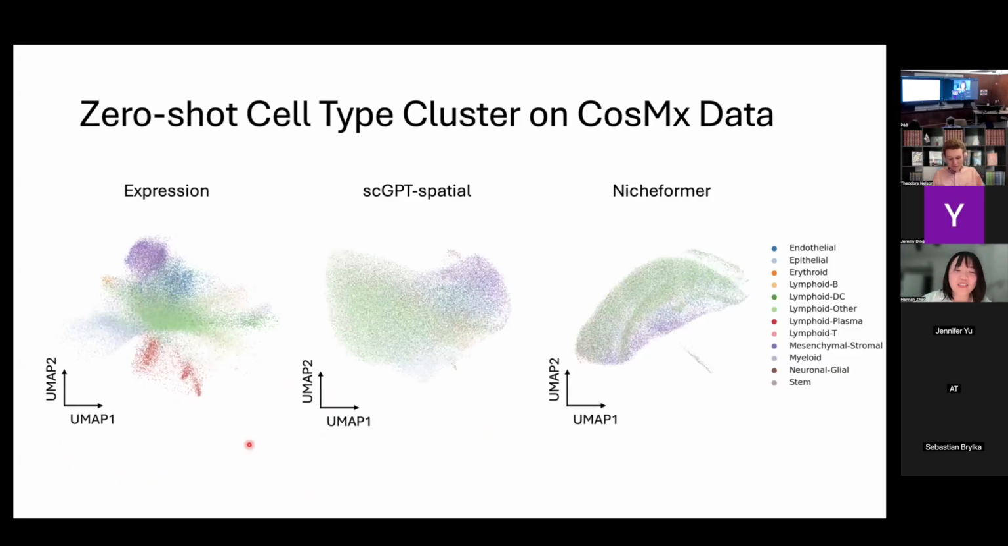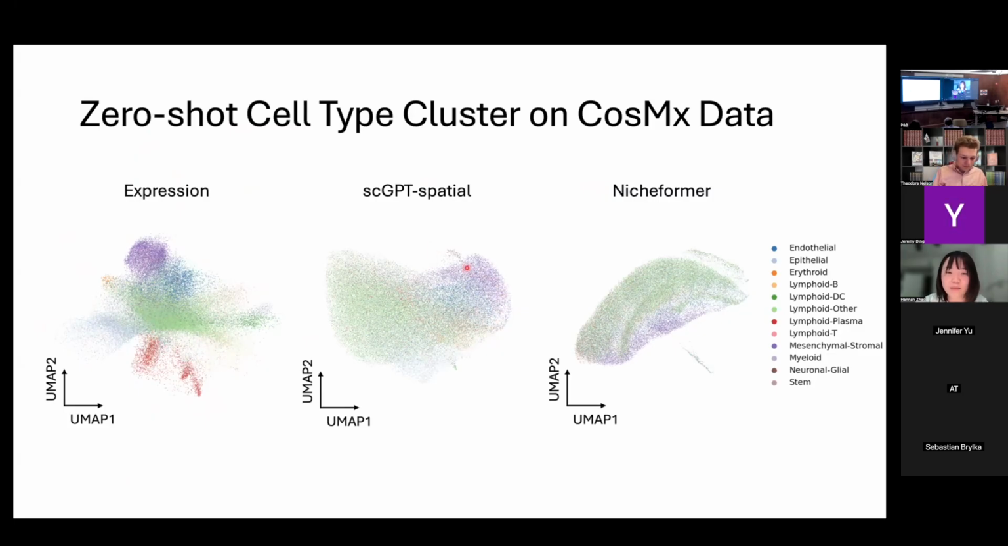And so using their pre-trained weights, I was able to get the embeddings for each cell for the Cosmics data. And so I listed all the results here. The first one is where I do the UMAP only based on the gene expression. You can see that the clusters are pretty well defined. But when I use their embeddings, it's like a giant blob of everything mixed together.